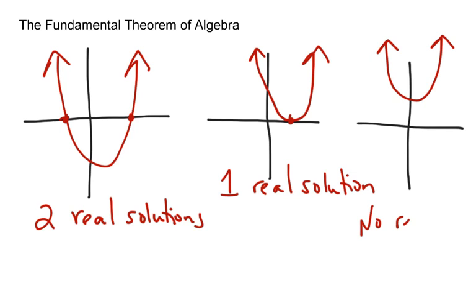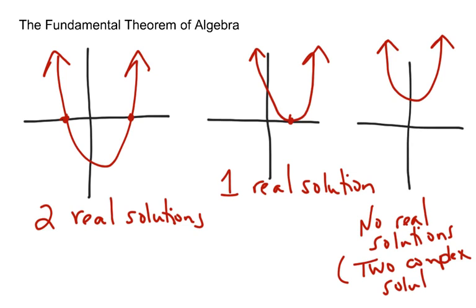And then the third thing that could happen is you could graph the parabola and it has no real solutions. We also learned that that was the same thing as saying that it had two complex solutions. That means that the answers were imaginary. So the fundamental theorem of algebra says that there's always going to be two solutions. They could be real, they could be complex, they could be a combination of both.